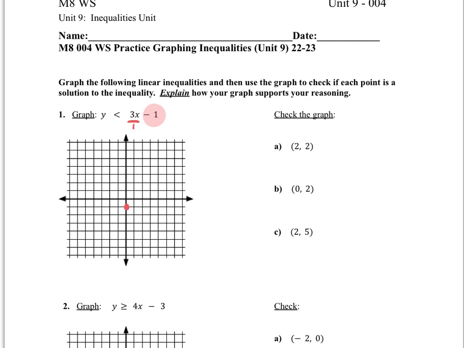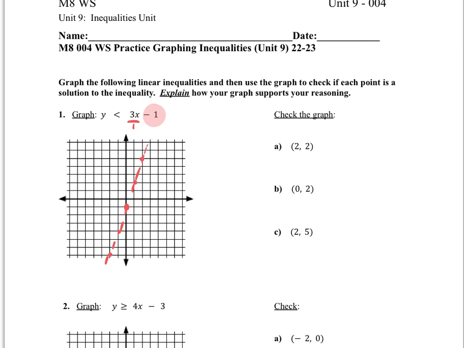Then I'm going to use my slope, which is 3/1, from here to go up 3, 1, 2, 3, and then run 1. I'm going to do that as many times as I can that will fit on the graph, and I'm also going to go in both directions. When it's time to connect with my line, because it's less than, I'm going to connect with a dotted line.